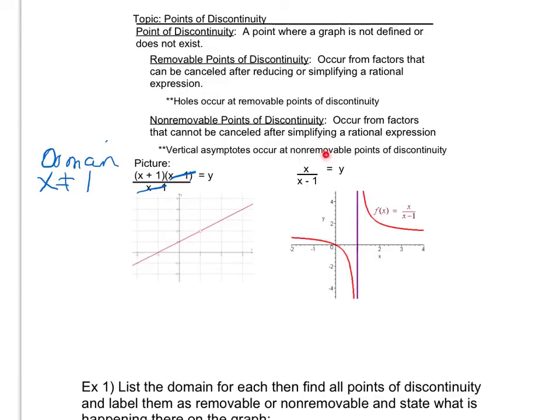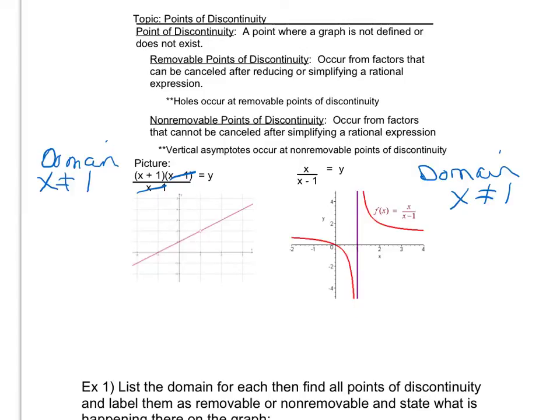If I look at the second one here, notice it's already in factored form. It can't really be factored. Notice that nothing will cancel out. Well, when I list my domain here, my domain is the exact same as the last one, x cannot equal 1. But this time, where on the last one I could cancel that factor that gave me the problem, this time nothing's going to cancel that x minus 1 out. So that's going to remain a problem. We call that, again, a non-removable point of discontinuity.